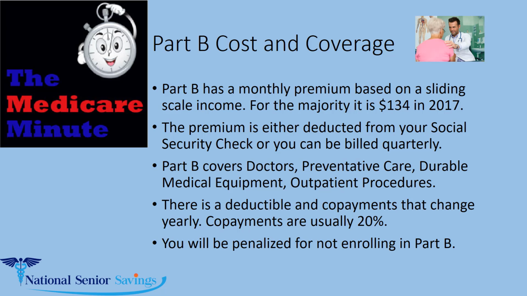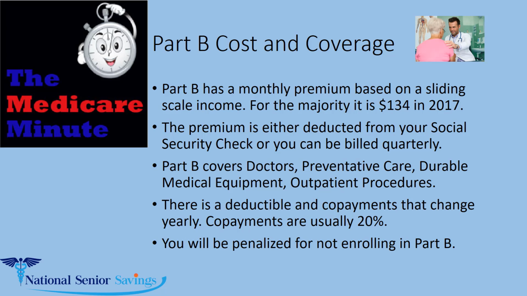Part B cost and coverage. Part B has a monthly premium based on sliding scale income. For the majority, it is $134 in 2017. So that means that every individual making less than $85,000 in a year income, or any married couple making less than $170,000 a year in income in 2017 would only pay the $134.